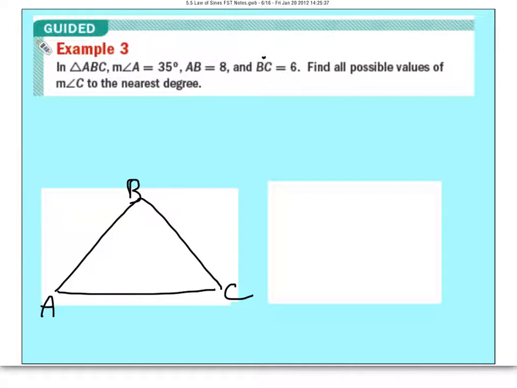Now, the measure of angle A is 35 degrees. The next thing it says length AB is 8, so that's here. BC is 6. So this isn't exactly drawn to scale, but that's okay. They want us to find all possible values of angle C, and angle C is sitting right here.